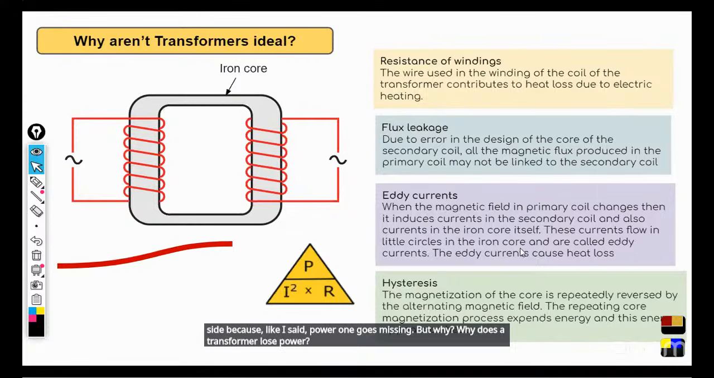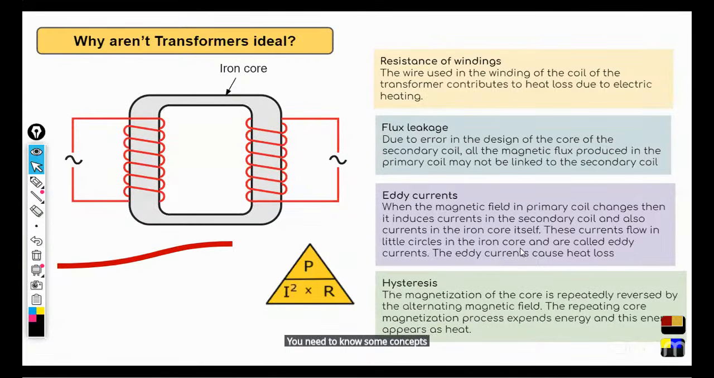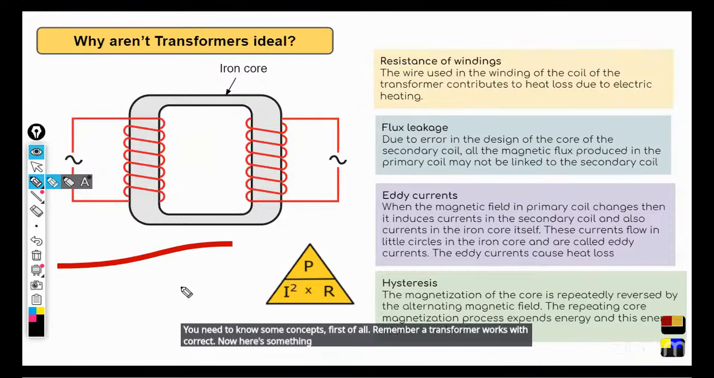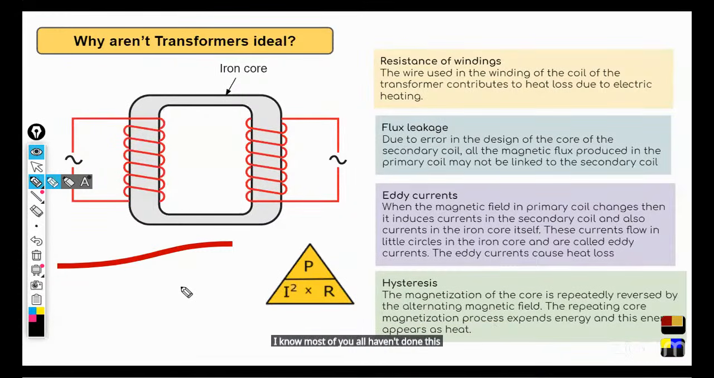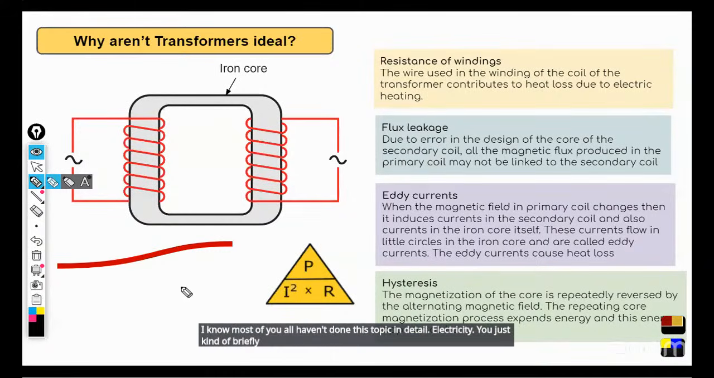You need to know some concepts first of all. Remember, a transformer works with current. Now, here's something you need to know. I know most of you haven't done this topic in detail, electricity. You just kind of briefly mention being introduced to it while we're doing magnetism and electromagnetism. So I'm just going to give you a little rundown.